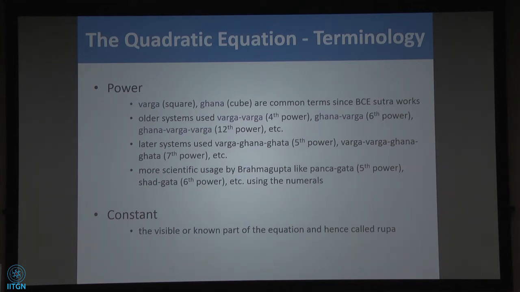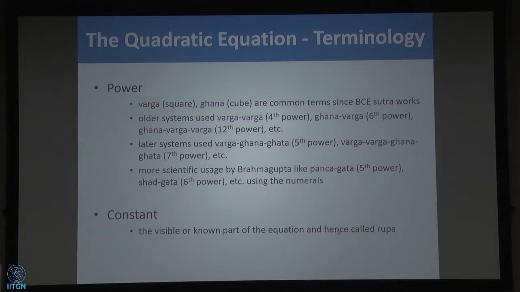Later on, that was modified into more of an additive system, varga ghana ghata, ghata meaning multiplied. So it's more related to the exponential system that we're familiar with. So that was 2 plus 3, meaning the 5th power, varga varga ghana ghata, referring to the 7th power, and so on. But it was Brahmagupta who introduced a more scientific usage involving numerals. For instance, panchagata, which literally means raised to the 5th power, shadgata, raised to the 6th power, and so on.